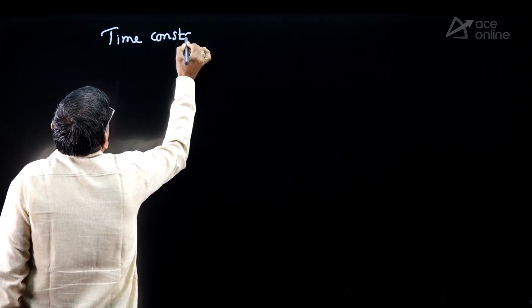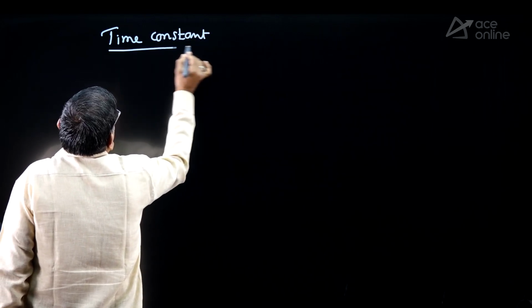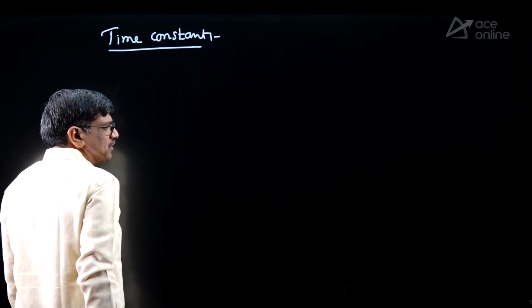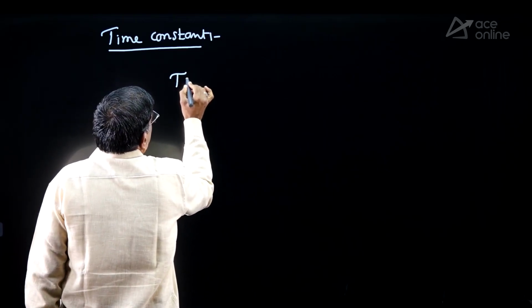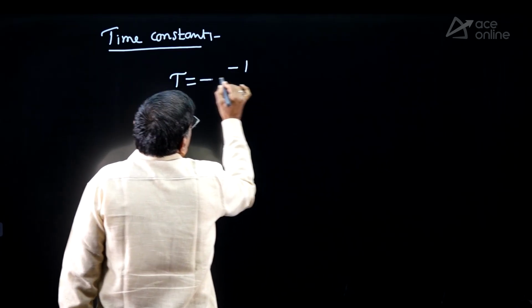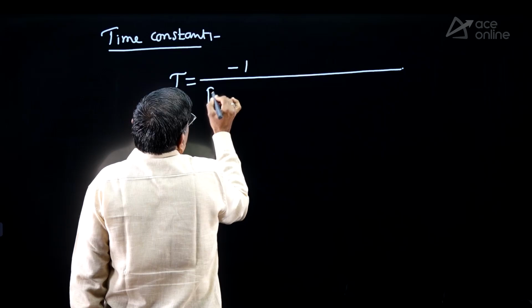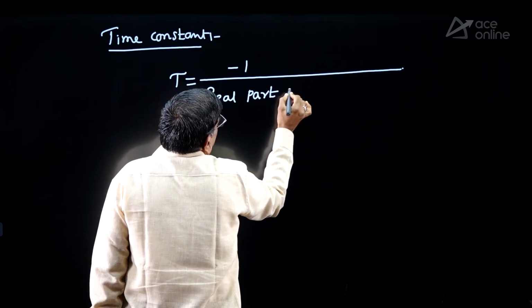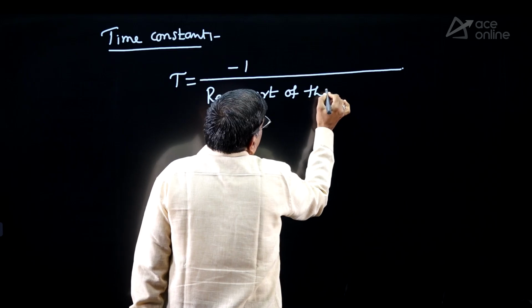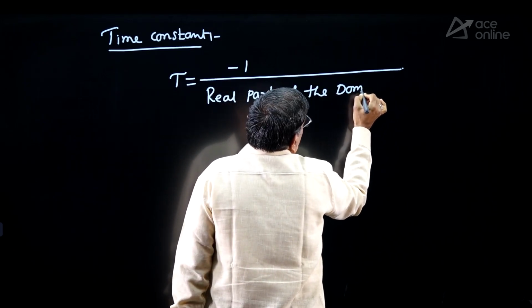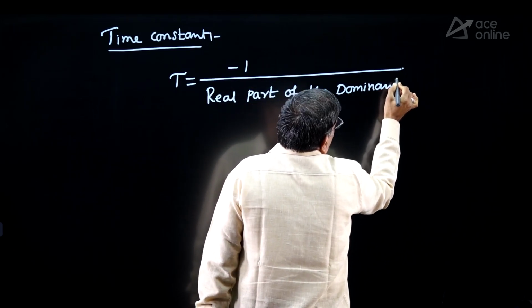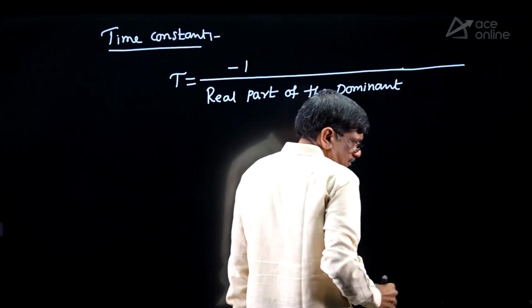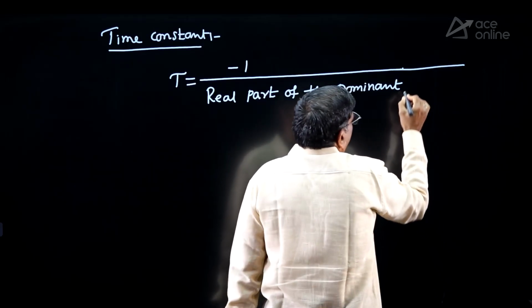Time constant. What does the time constant decide? The speed of the response. Time constant tau equals what? Minus 1 by the real part of the dominant pole location.